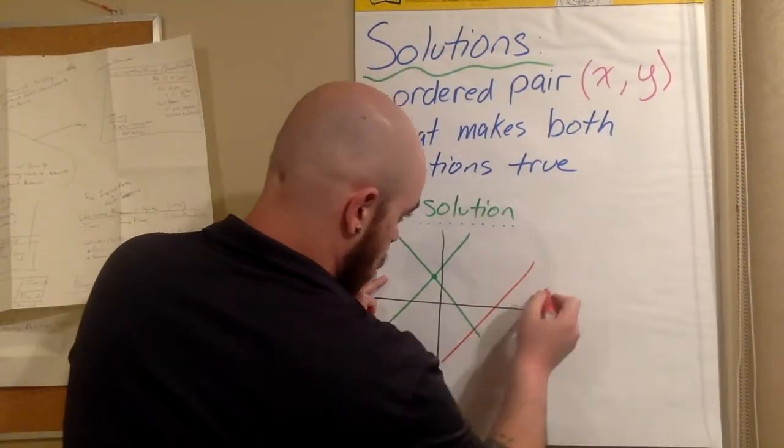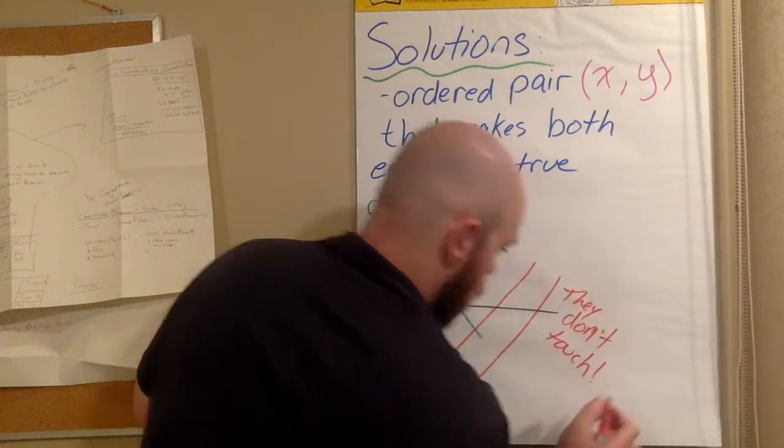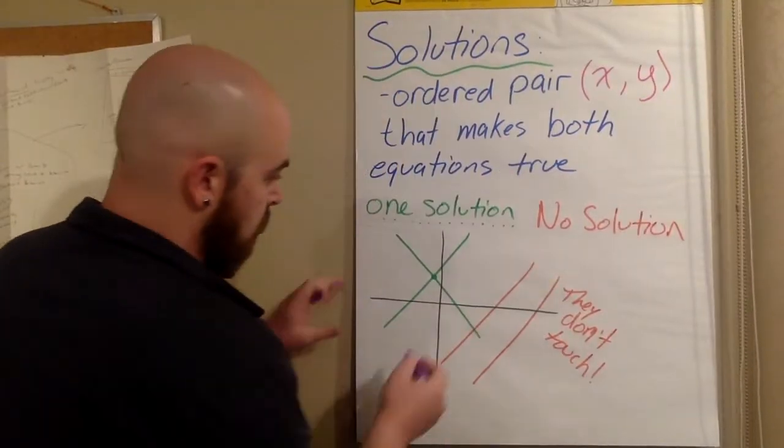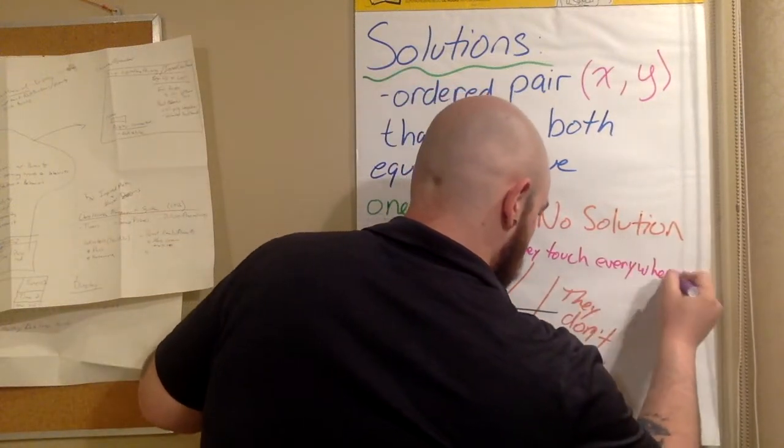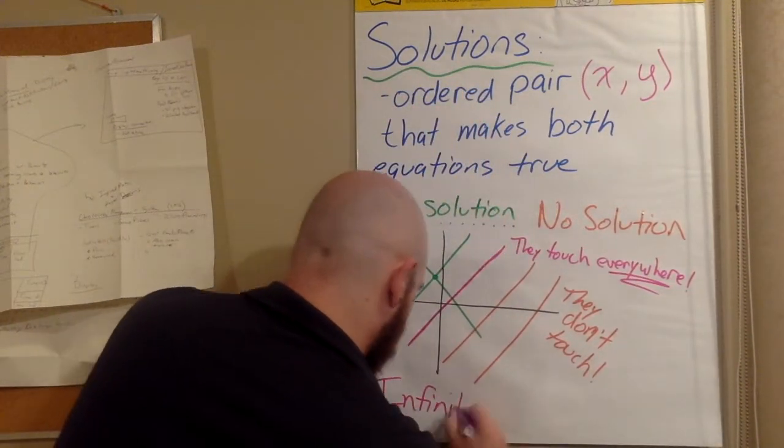We might see parallel lines where the lines never touch, and that system would have no solutions. On the other hand, if the lines are on top of each other, and they touch everywhere, the system has an infinite number of solutions.